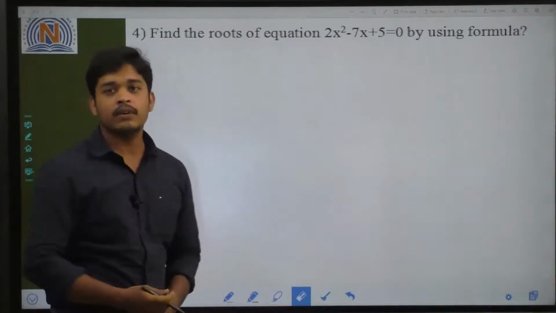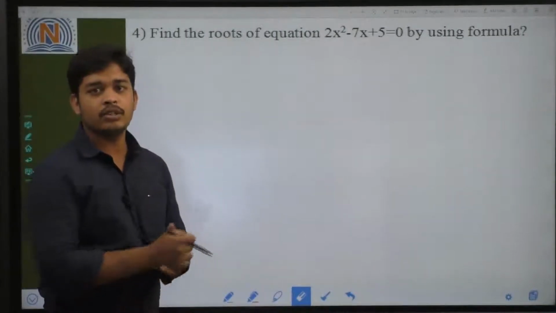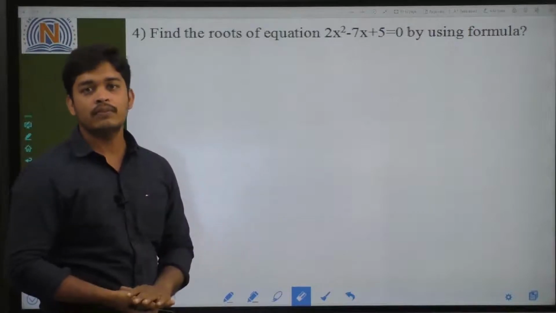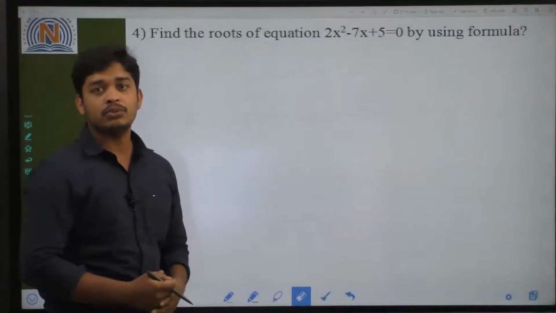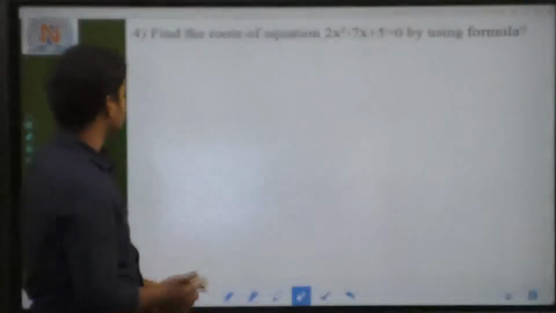Find the roots of the equation 2x² − 7x + 5 = 0 by using the formula. Here he is asking to find the roots of the equation by using the formula method. What is the formula? x = (−b ± √(b² − 4ac)) / 2a. So use that formula.